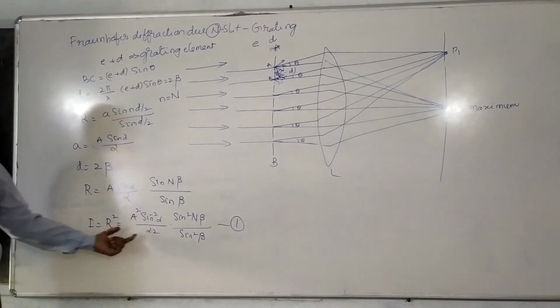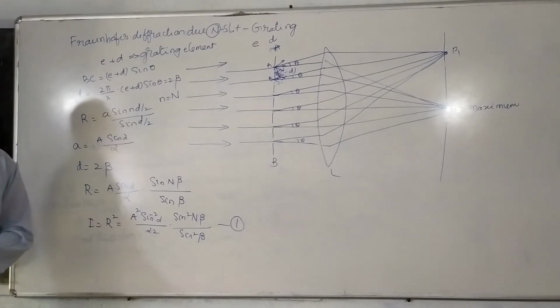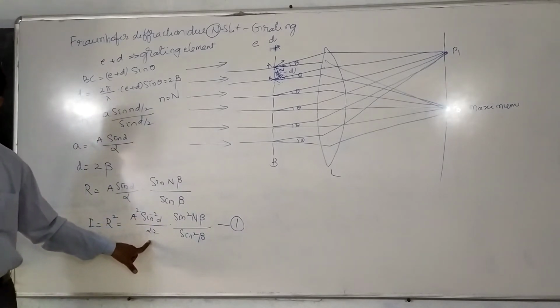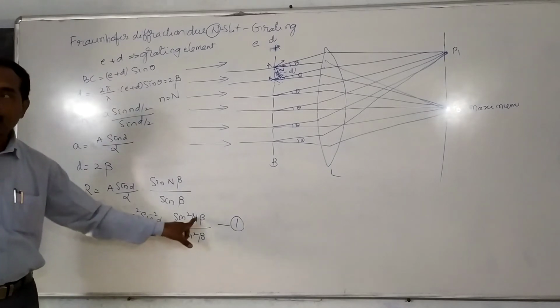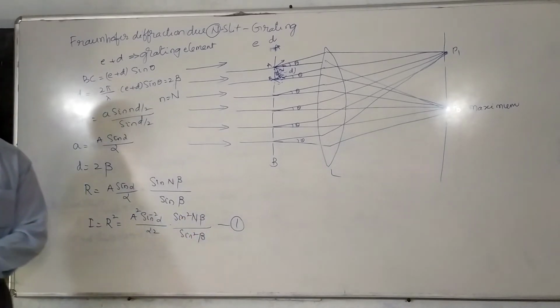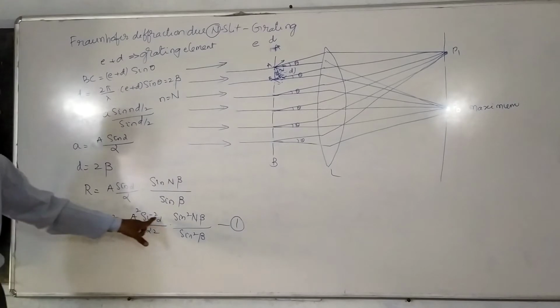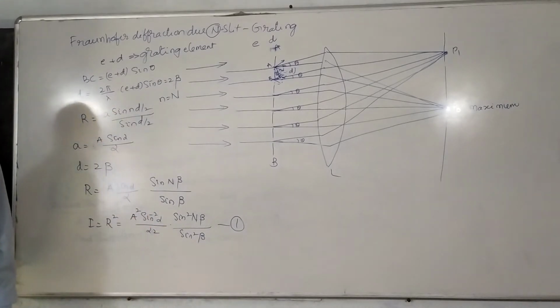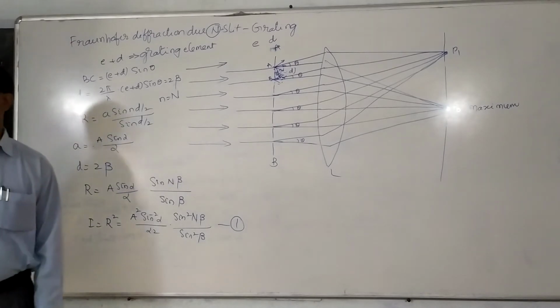How many terms are there? There are 2 terms. In this case, the first term is A sin alpha by alpha, and the second term is sin n beta by sin beta. The first term, A sin alpha by alpha, represents the diffraction due to a single slit.